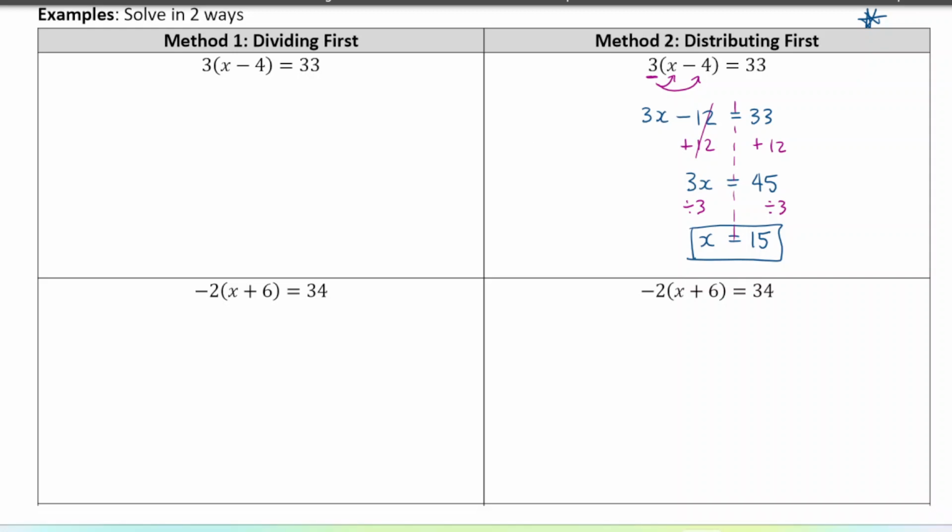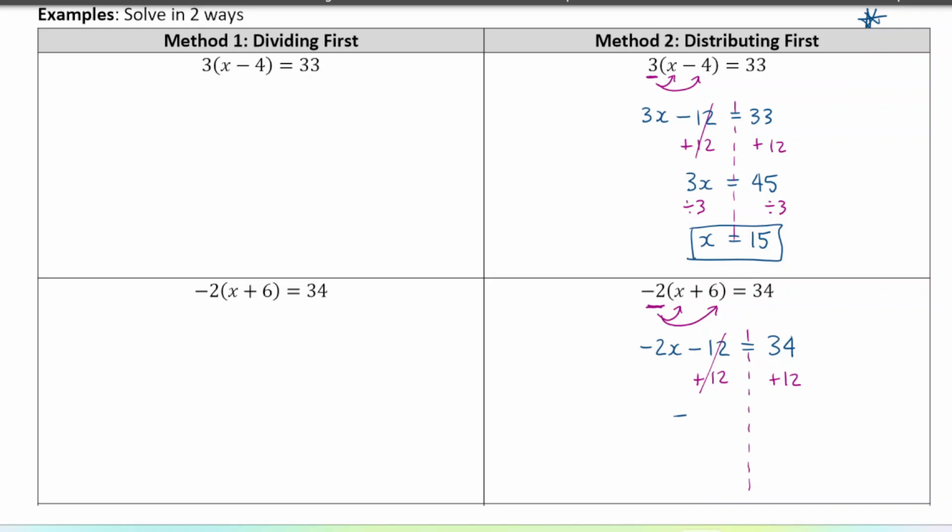We're going to distribute first to get rid of the brackets. So this -2 is going to be multiplied to both values. So we have -2 times x and -2 times +6, which is -12. Okay, and now I'm going to solve this using opposite operations. You could pause the video here and try this on your own. This is just a repeat of last lesson. So we have a subtraction by 12, or a -12, which we can get rid of by adding 12.